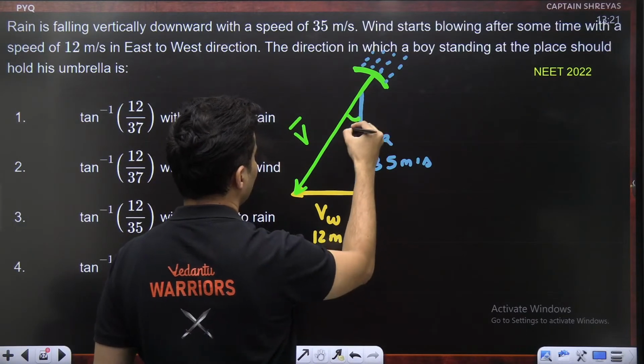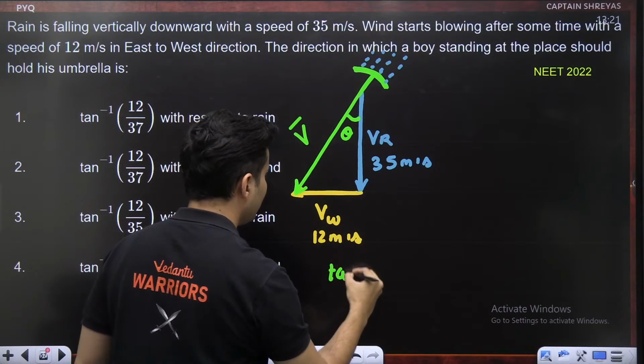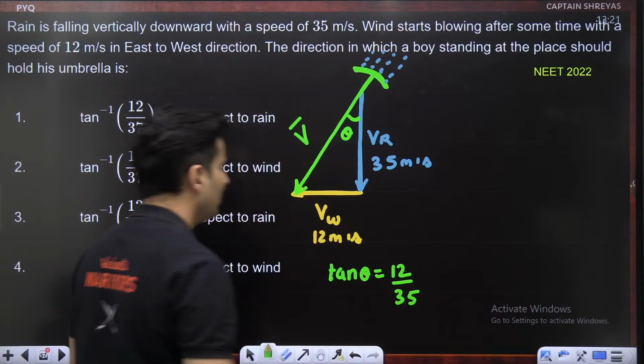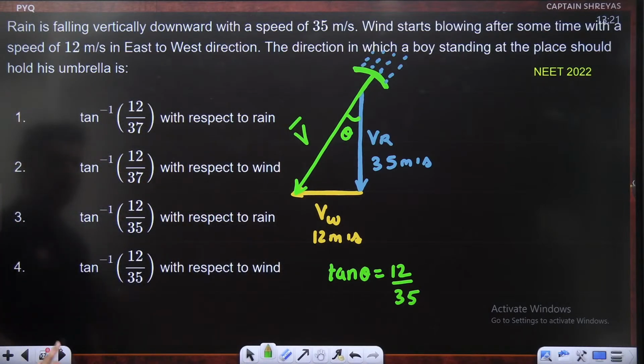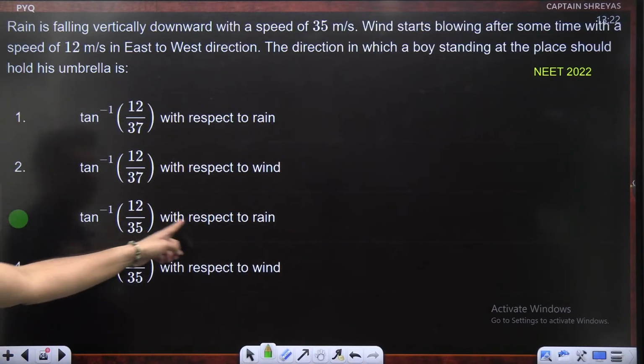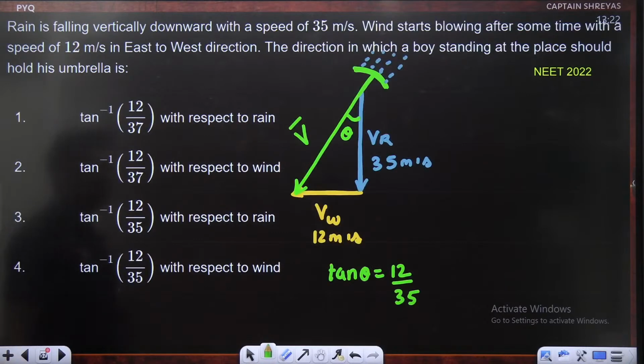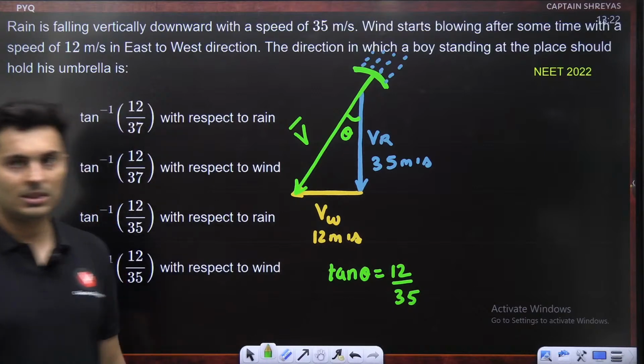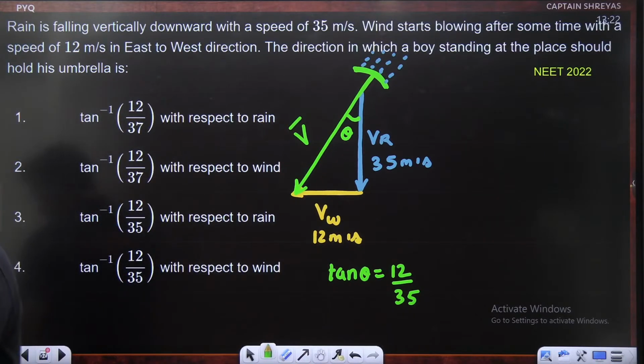So this is basically your theta. You can clearly see tan theta is opposite by adjacent. So theta is tan inverse of 12 by 35 with respect to the rain. Is that clear? Yes, it is option number C.